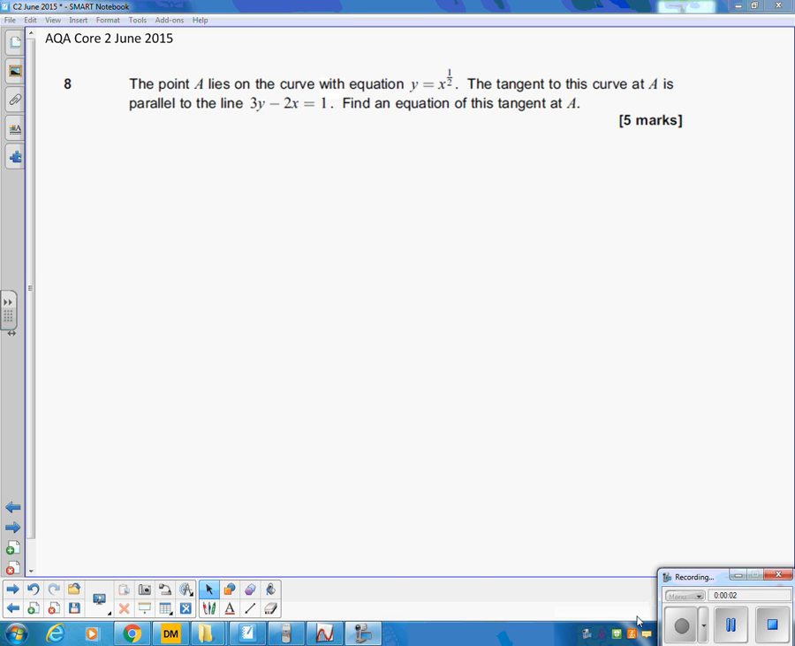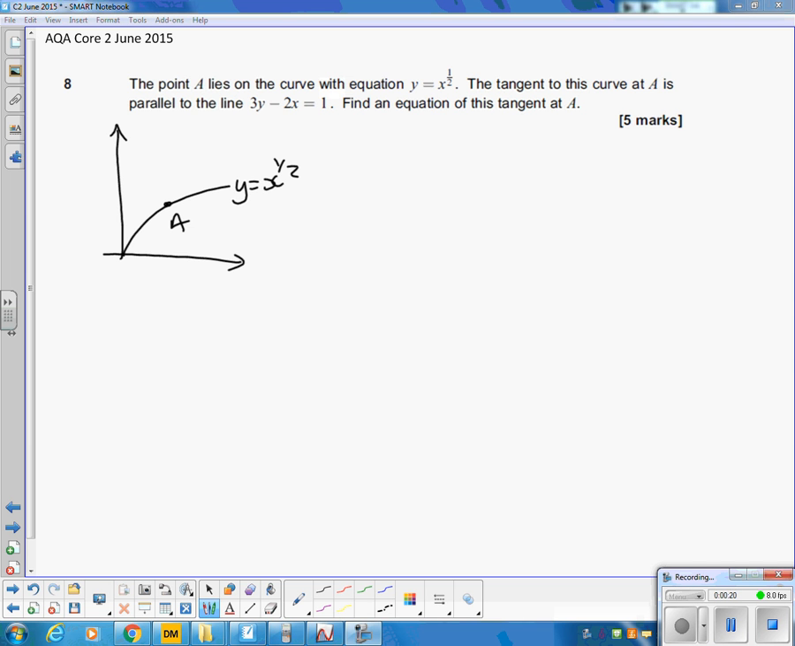Okay, so question 8, a little bit more open-ended. If you think about it, it's not actually as hard as it looks. So we've got a point on a curve. This is the curve y equals x to the half, so that's y equals root x. There's our curve, and we've got point A. It says we've got the tangent to the curve at A, and that's parallel to the line 3y minus 2x equals 1.